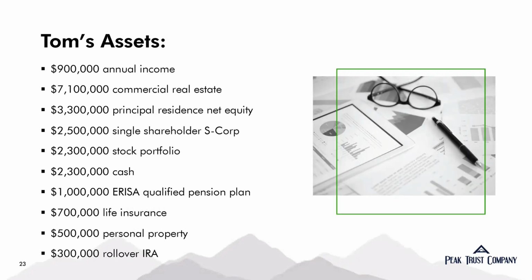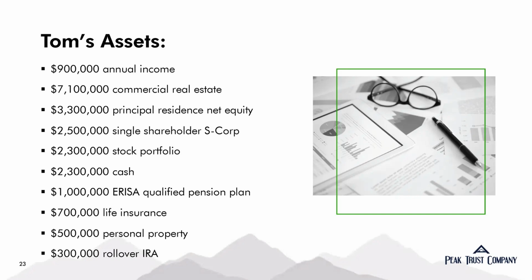He has $900,000 of annual income, major fact. $7.1 million of commercial real estate, $3.3 million of principal residence net equity, again, over the homestead exemption in any loans, $2.5 million worth of stock in basically an S Corp. He's the only shareholder. He has a stock portfolio of about $2.3 million, another $2.3 million in cash.